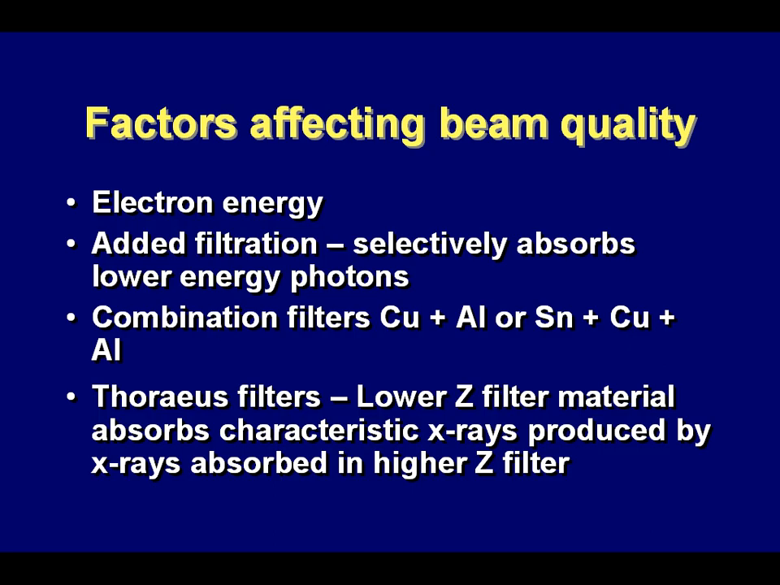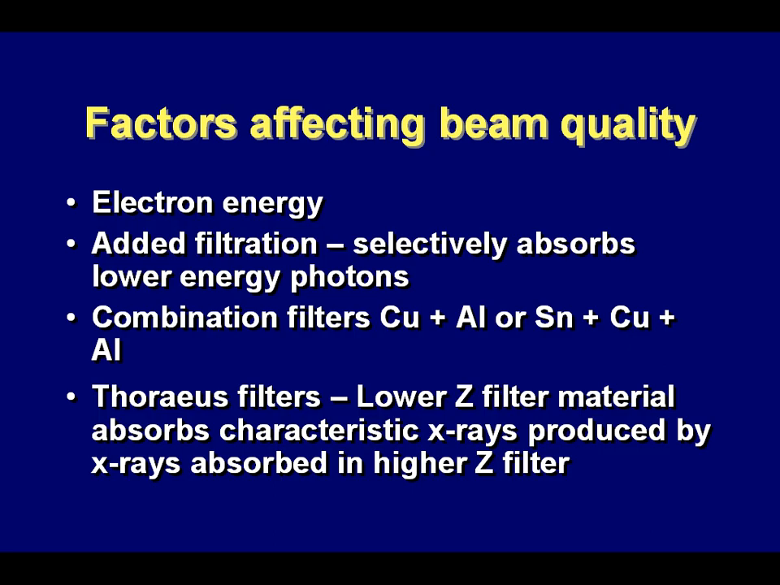So a guy named Thoraeus had a great idea. He said, well, let's make a sandwich filter. So once we have the copper filter, let's put an aluminum filter beyond the copper filter to filter out the low energy characteristic X-rays from copper. And the even lower characteristic X-rays from aluminum are not an issue. So if we use a copper filter, we'll use an aluminum filter along with it.